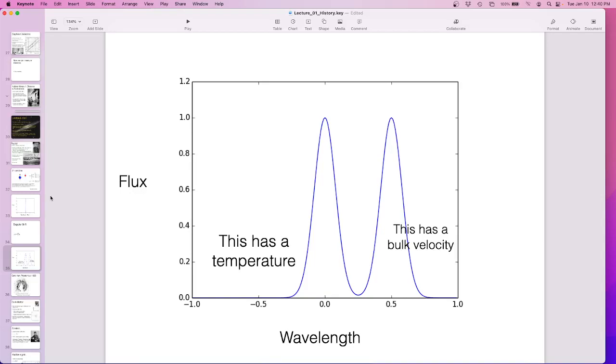Now, if that cloud is also moving away from me at many kilometers a second, then this line will just shift completely to a different spot. So here is a cloud of gas that's neutral hydrogen, that's not moving relative to me, and it has some temperature. Here's one that's got some bulk velocity in some units. It's moved, and it has some temperature. Does that make sense? Did I lose anybody on that?